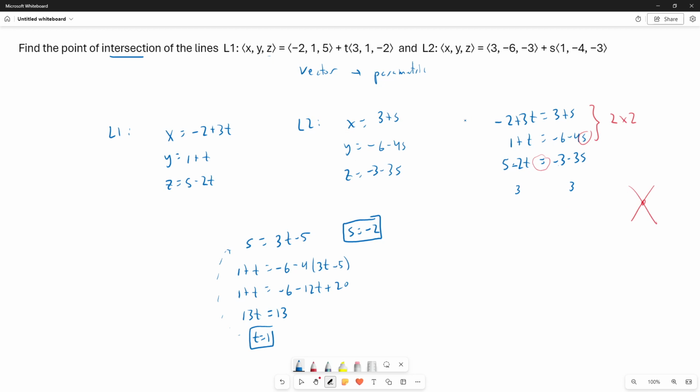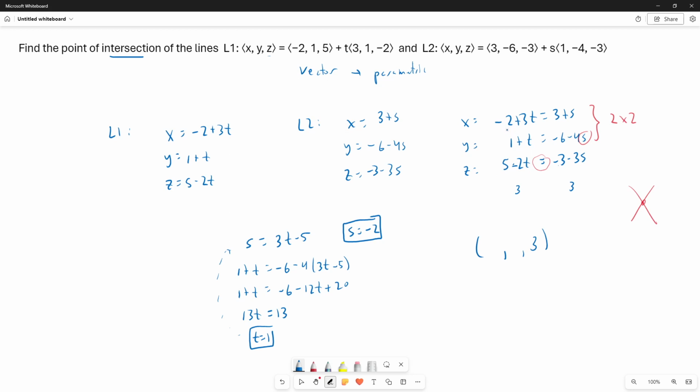And this equation was with the z coordinates. So the point of intersection, if we plug in t equals 1, then we'll get the point of intersection. Or we could plug in s equals -2. We know the first two equations will hold, and now we just saw that the third equation holds, and moreover, the z coordinate is 3.